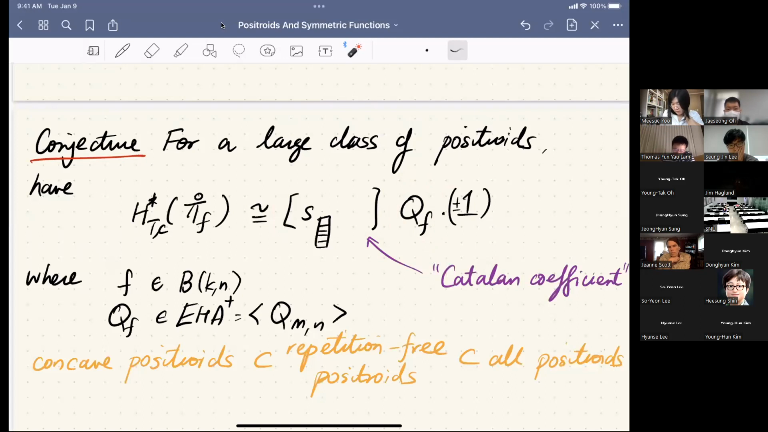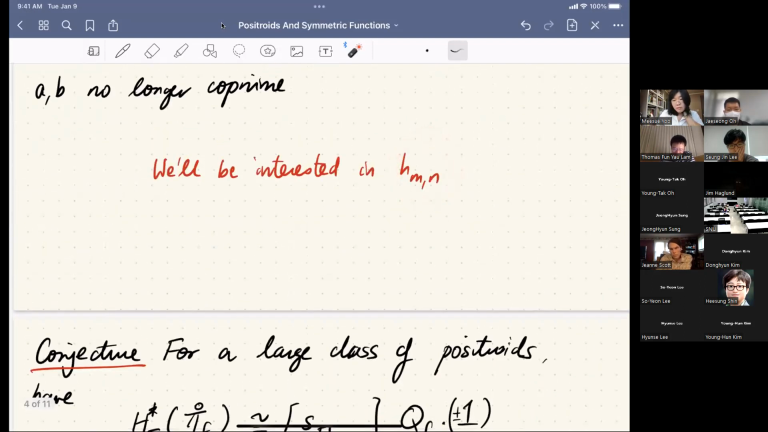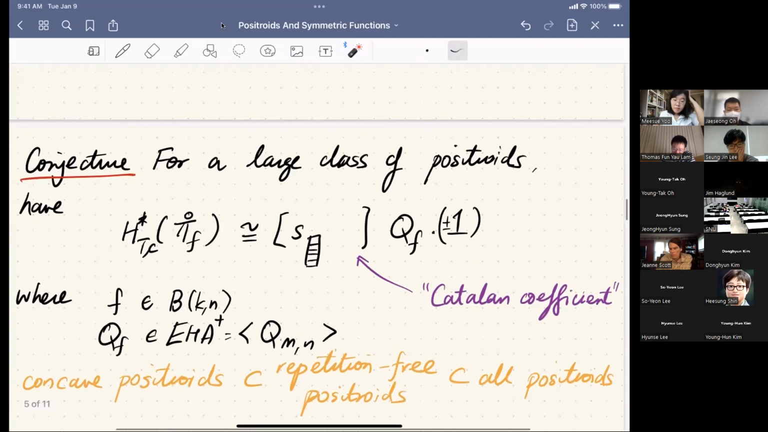So F is one of these bounded affine permutations. A bijection from integers to integers, periodic, bounded, and so on. I'm going to tell you Q sub F, which is some element in the EHA, and it'll really be described in terms of these H operators. I act on 1 and I get a symmetric function. Then I take a particular Schur function coefficient of it, and that will be the Catalan object. The Catalan object will correspond to the generating function of equivariant cohomology.